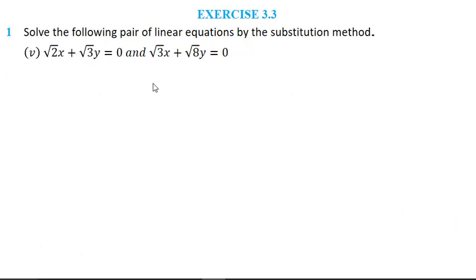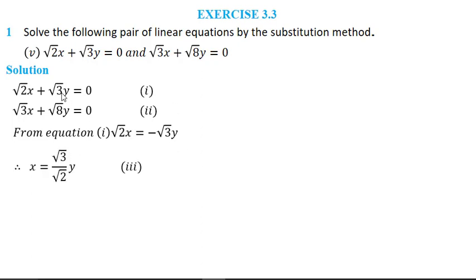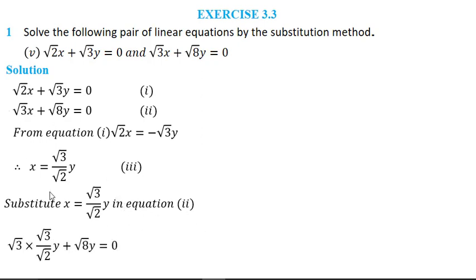Now in the fifth problem, I have root 2 x plus root 3 y equal to 0 and root 3 x plus root 8 y equal to 0. So nothing to worry. Again, from equation number 1, I will say that root 2 x equals minus root 3 y. That gives me the value of x as minus root 3 upon root 2 into y. I will substitute this value of x in equation 2. After substituting in equation 2, I get root 3 into, in place of x, I will write root 3 divided by root 2 into y plus root 8 into y equal to 0.